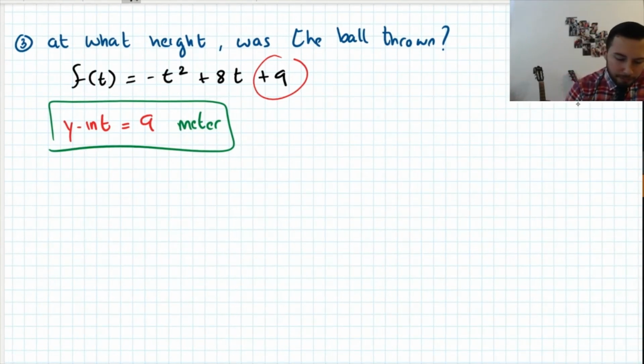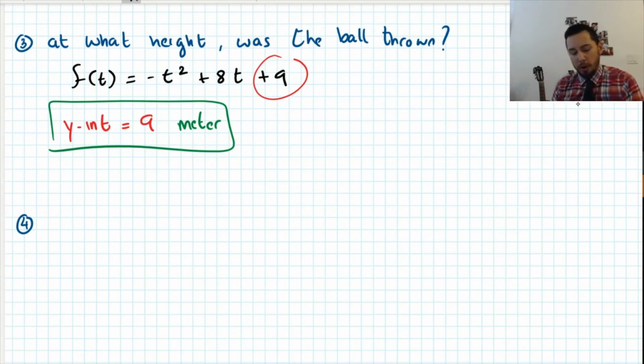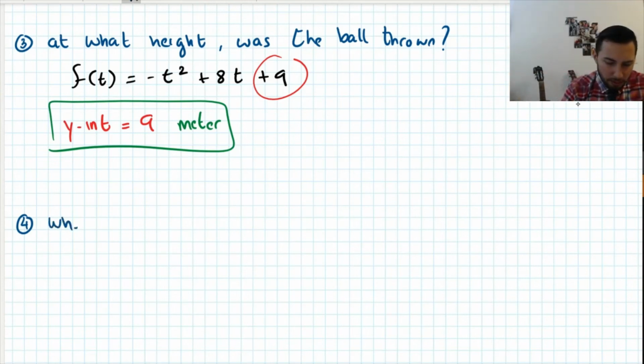Number 4. What if, instead of knowing at what height the ball was thrown, I wanted to know when that ball is going to land? So I just threw an object up in the air, or a rocket launched, and I want to know when it is coming back down. So when will the ball land?